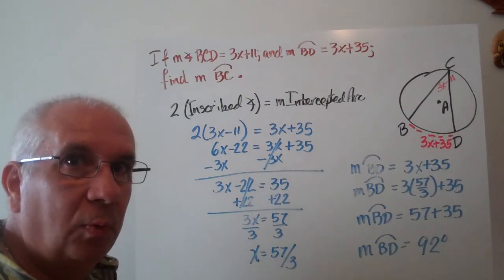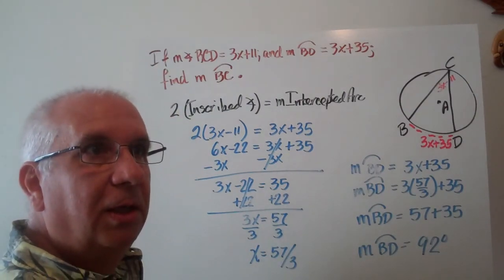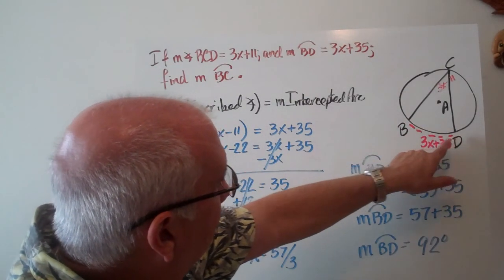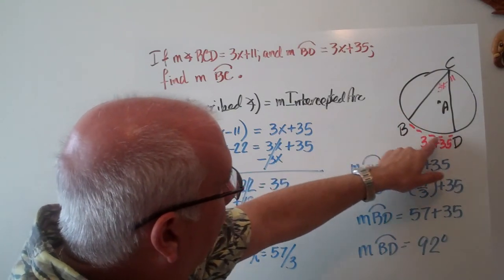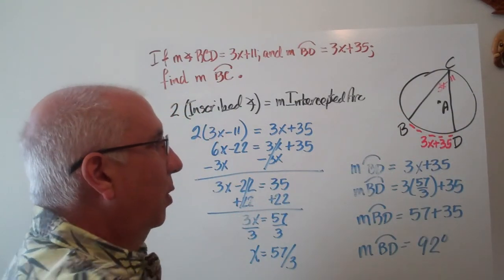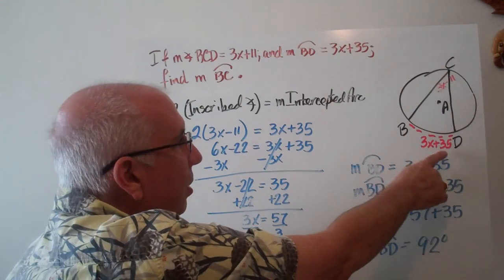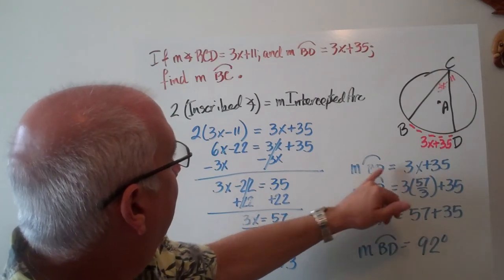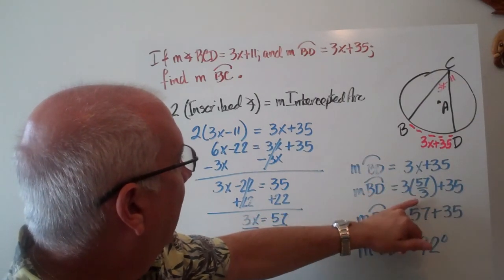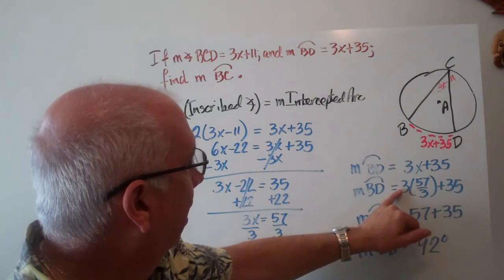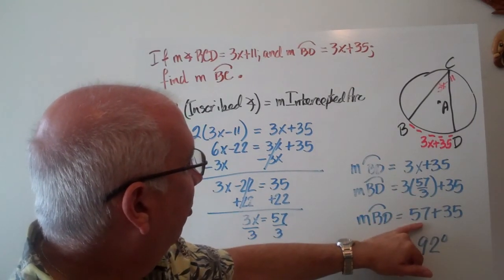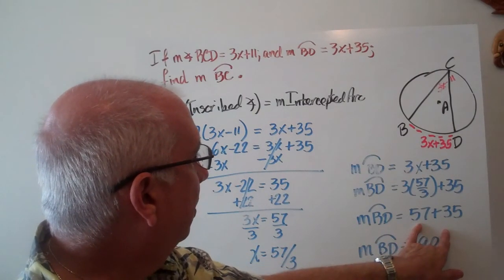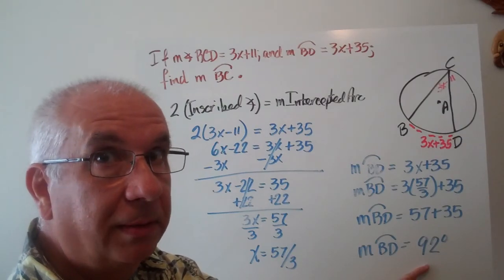That's x. We have to use x to find the answer, but we don't have the right answer yet. We know that we want to find the arc measure of BD. Well, BD is 3x plus 35. So we substitute what we know. This is equal to 3x plus 35, and x is 57 over 3. The 3s cancel, leaving me with 57 plus 35. So the measure of arc BD is equal to these two added together, which is 92 degrees.